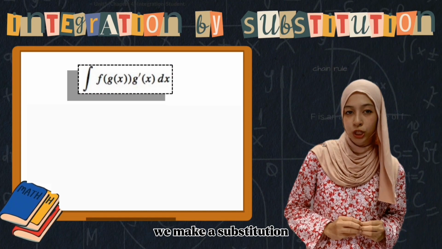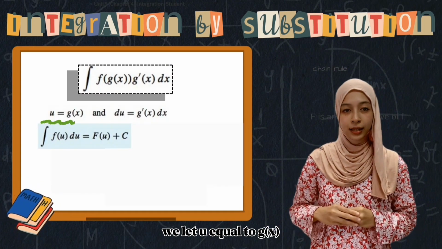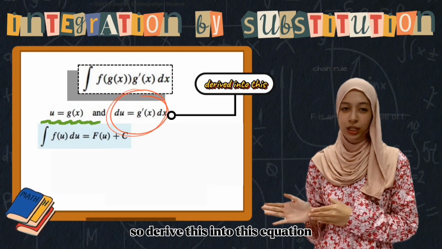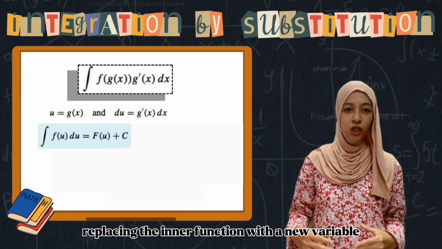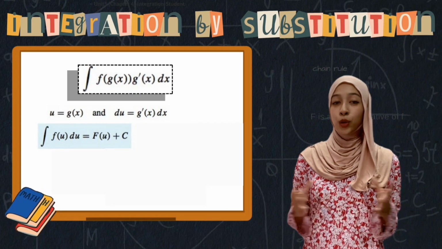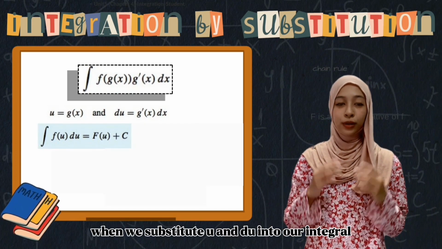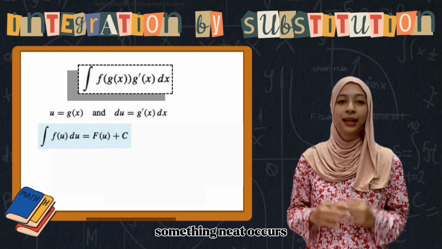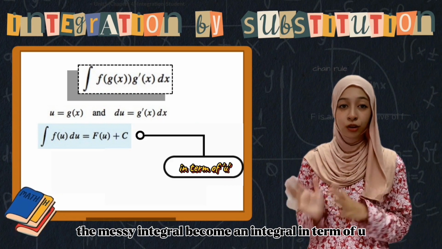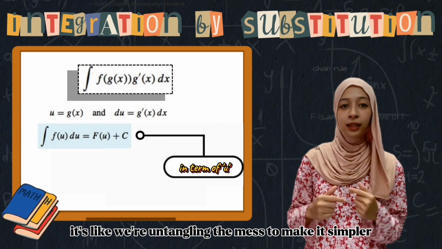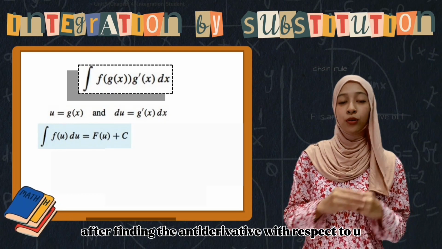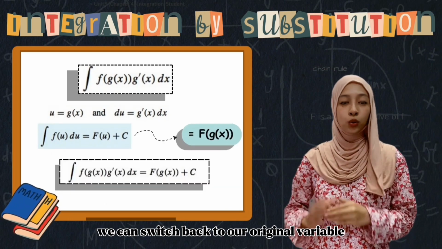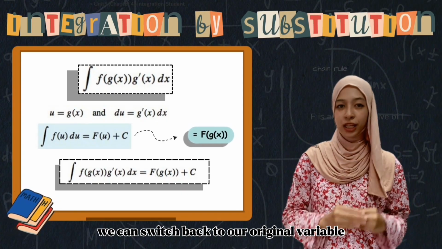We make a substitution. We let u equal g(x), so we derive this into this equation. Now, as you can see, we're essentially replacing the inner function with a new variable. When we substitute u and du into our integral, something neat occurs. The messy integral becomes an integral in terms of u. It's like we're untangling the mess to make it simpler. After finding the antiderivative with respect to u, we can switch back to our original variable x if needed.